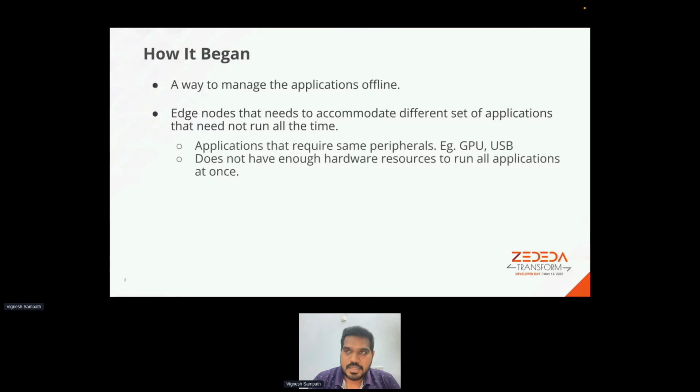And there is another scenario when edge nodes need to accommodate different sets of applications that need not run all the time. So, for example, imagine that we have two different Windows applications running on the same edge node, but both of them need to access a certain peripheral. Take a GPU, for example, or USB for that matter. How do we make that happen? How do we accommodate that? Or what happens when the edge node does not have enough hardware resources to run all applications at once, even though they need not all run all the time, right? So what happens then? How do we handle that?